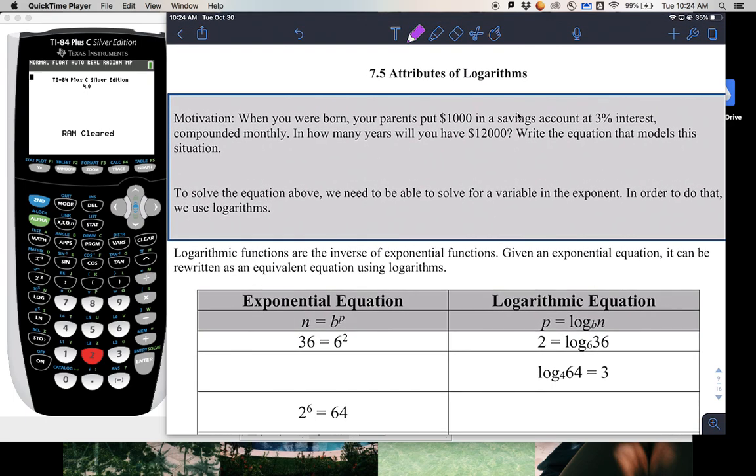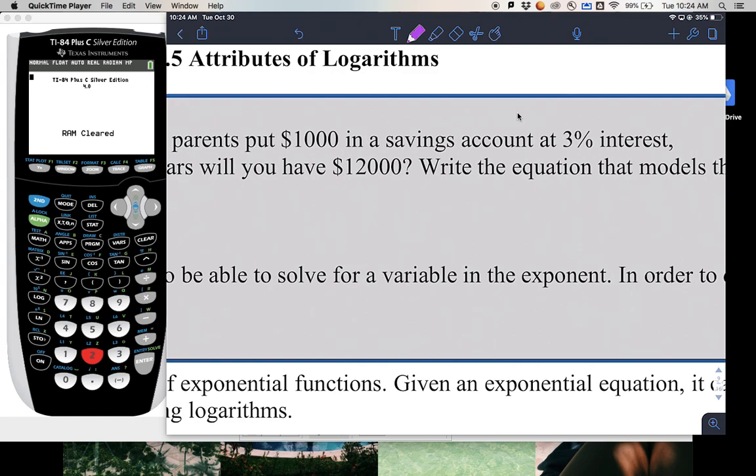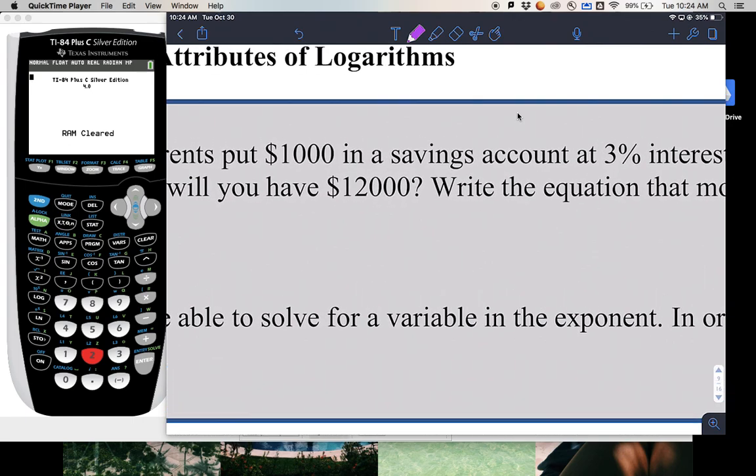So, you were born and your parents put $1,000 in a savings account at 3% interest, compound monthly. How many years will you have 12,000? Write the equation that models the situation. Since you start out with 1,000, that's going to be the thing that goes out in front of the parentheses. I'm using that formula that we learned the other day.